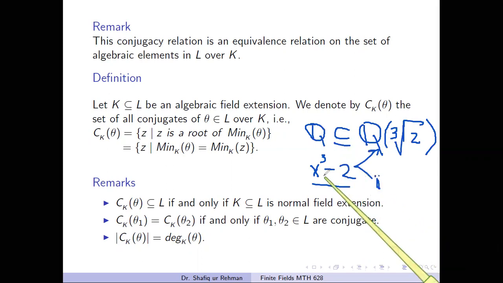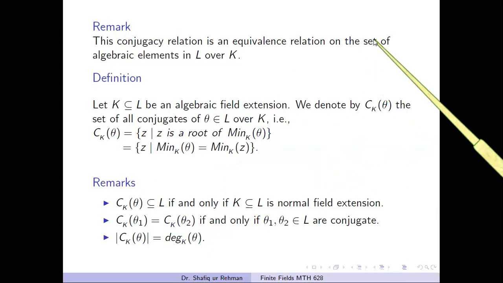A normal field extension is one in which if we have some algebraic element, then all the conjugates of that element belong to that field. So therefore, I remark here that if this is a normal field extension, then this set of all conjugates of an algebraic element will remain inside of this field. And also, if two elements are conjugate, then they have the same set of conjugates. And because all the conjugates are distinct, the cardinality of this set of conjugates equals the degree of this algebraic element over the field K.